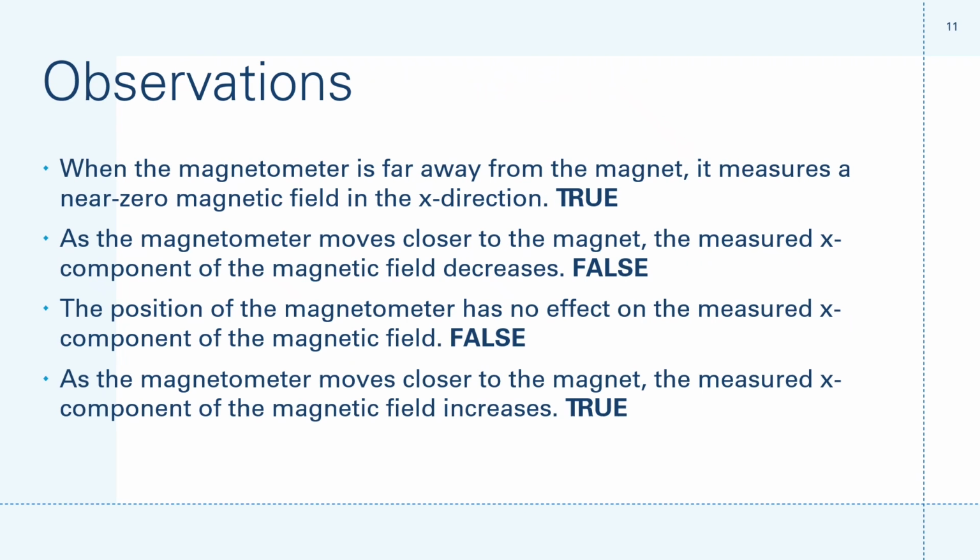Some of our observations in this lab, the ones that turned out to be true, were that when the magnetometer is far away from the magnet, it measures a near zero magnetic field in the x direction. That was true. And as the magnetometer moves closer to the magnet, the measured x component of the magnetic field increases, which is also true.